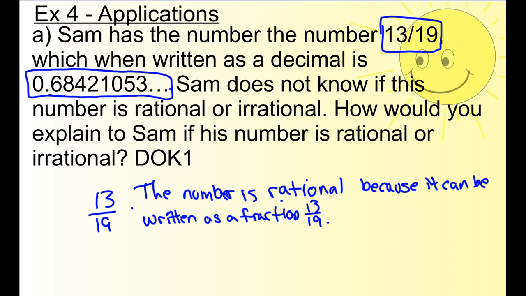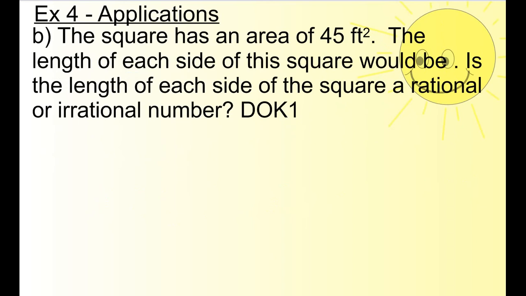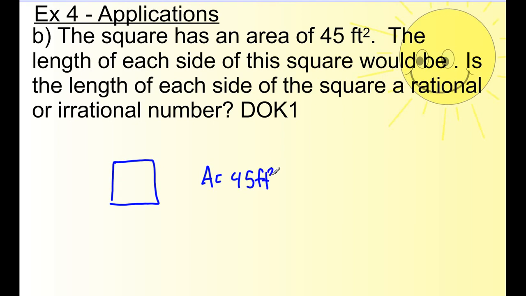Okay, let's try our second example here. It says, the square has an area of 45 feet squared. Okay, so we're talking about a square. First thing I do, I draw a picture. So the area of this thing is 45 feet squared. Okay. The length of each side would be blank.